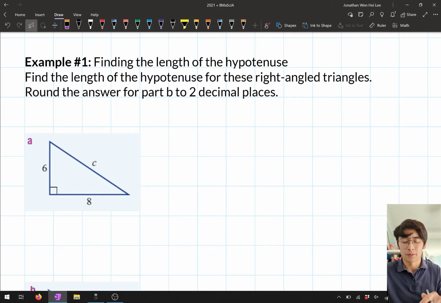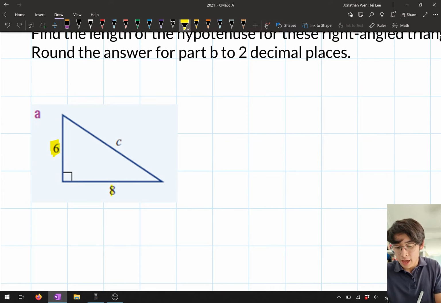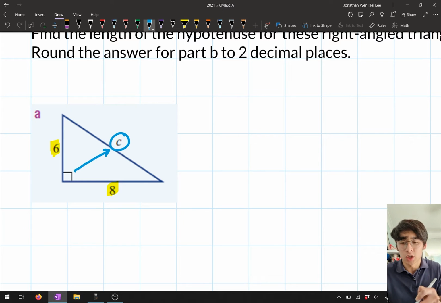So let's have a go at this. Let's have a look at this triangle. We've got the 3 sides of our right-angled triangle. We've got 6 and 8, so those are my 2 shorter sides. And if you have a look at the hypotenuse, the side which is opposite my right angle, we've got C. We don't know what C is. We want to actually solve for it.